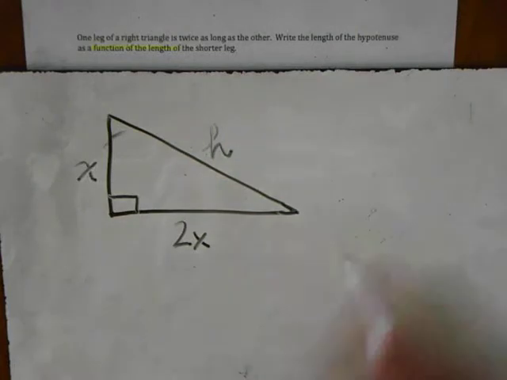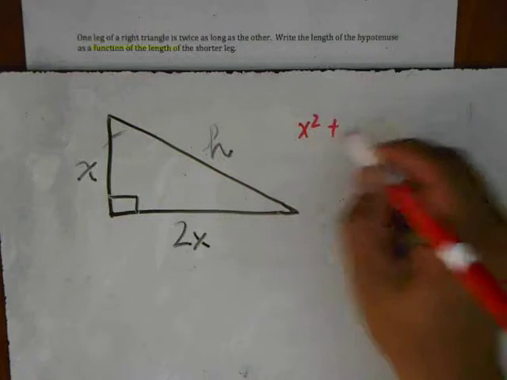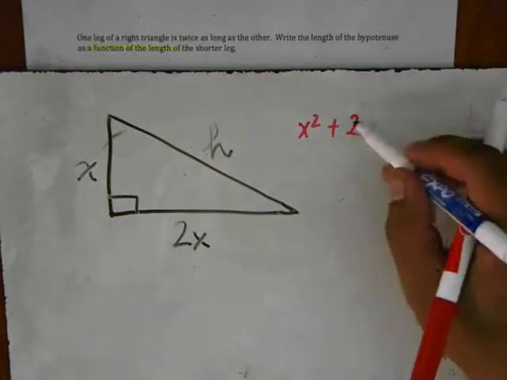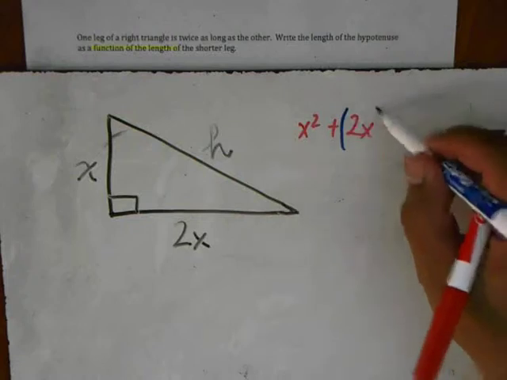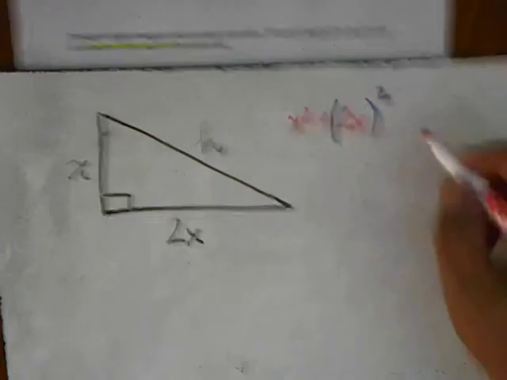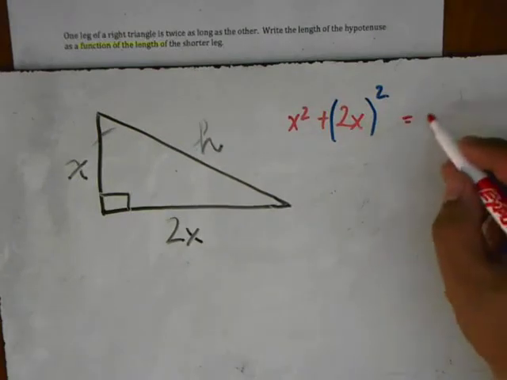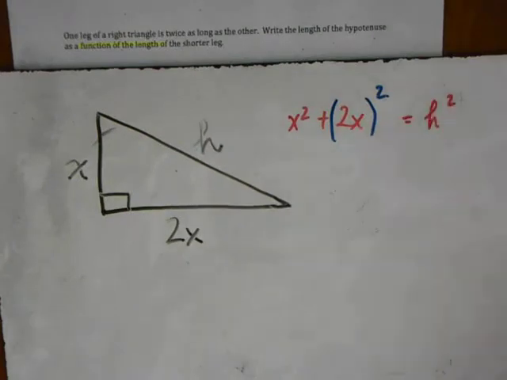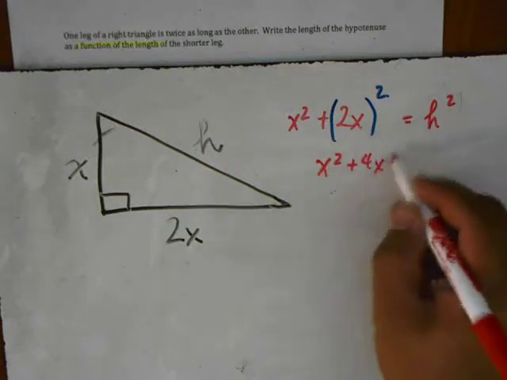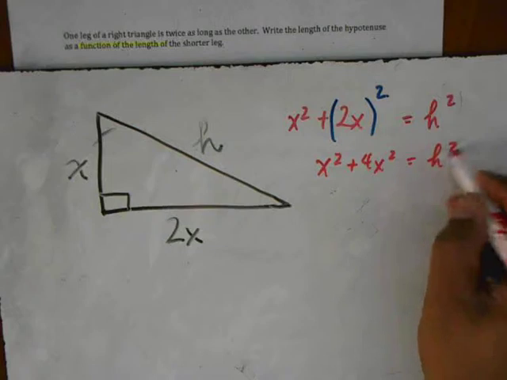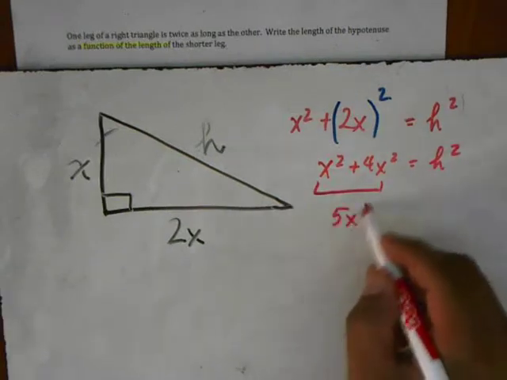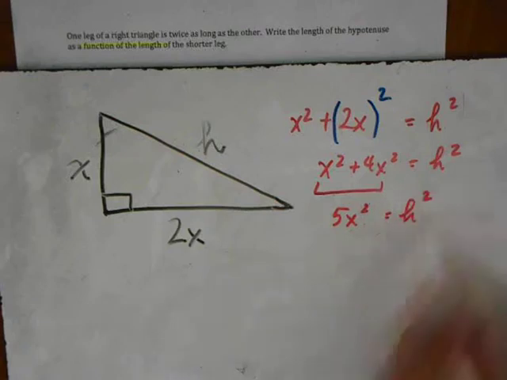So I can go, well, I have x squared plus 2x, and this is the important part that students often make a mistake on. It's (2x) quantity squared. It's not just 2x squared, okay, which is equal to h squared. And then I can do the algebra here. x squared plus 4x squared is equal to h squared. These are like terms, so I can combine them together. 5x squared is equal to h squared.